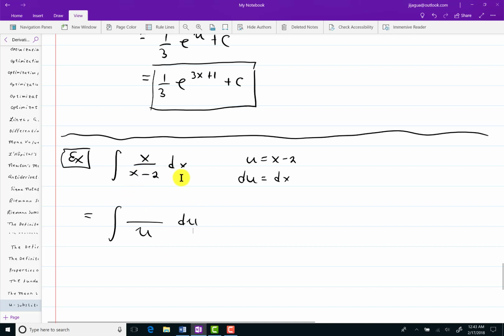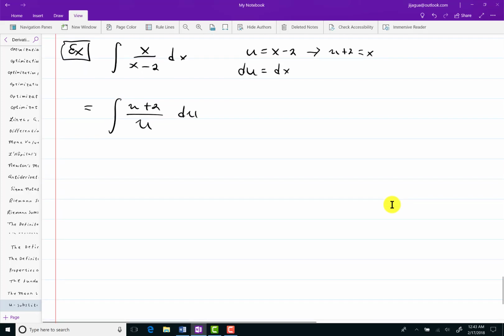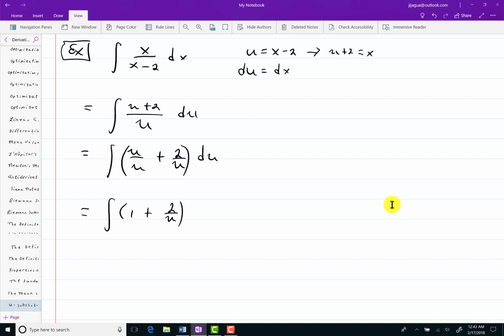But up here, I've got to replace x. You notice here, I have u equals x minus 2, not x. Well, this is not a big deal. u plus 2 equals x. So look what happens here. u plus 2. Now, it's in my favor because I can do this with it. I can write it as u over u plus 2 over u du. This is going to equal the integral of 1 plus 2 over u du.